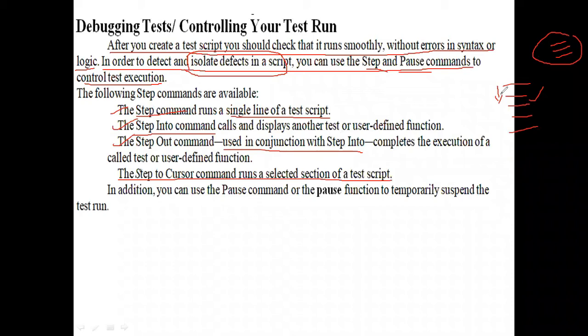Similarly, the step out command, used in conjunction with step into, completes the execution of a called test or user defined function. And the step to cursor command, that means for example, I want to check a part of the TSL, then we are going to use the cursor command. The step to cursor command runs a selected section of a test script. In addition, use the pause command or pause function to temporarily suspend the test run. Okay, so these are the two, the pause command and pause function. These two we are going to use to suspend the test run temporarily.